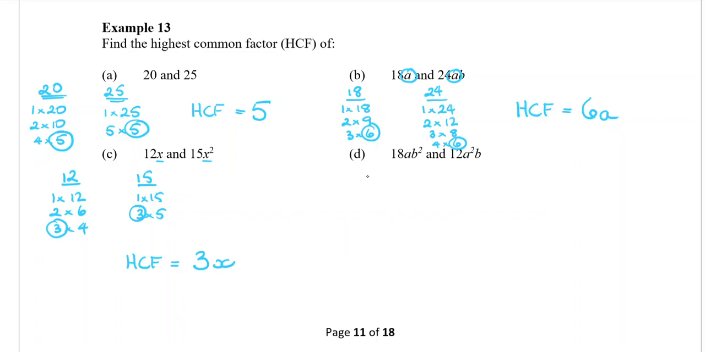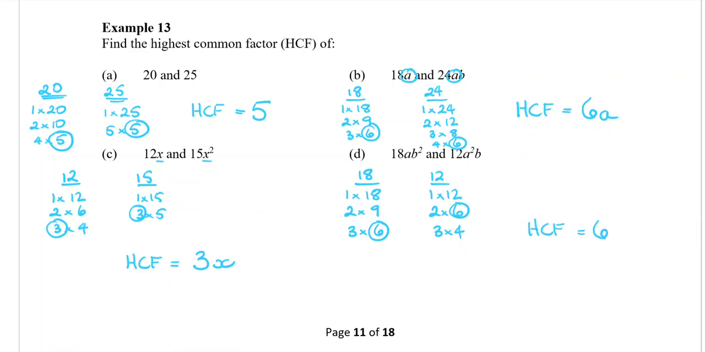And D, we have 18 and we have 12. 18, we always start with 1 times, so 1 times 18. We can do 2 times 9. We can do 3 times 6. 4 doesn't work, 5 doesn't work, so 6 is then the last one. 12, we can do 1 times 12. We can do 2 times 6. We can do 3 times 4, and that's all the pairs. The highest common factor in those lists is 6. So highest common factor is 6.